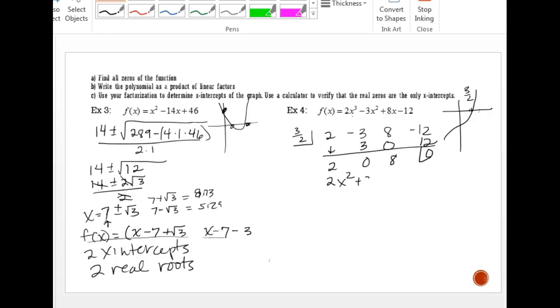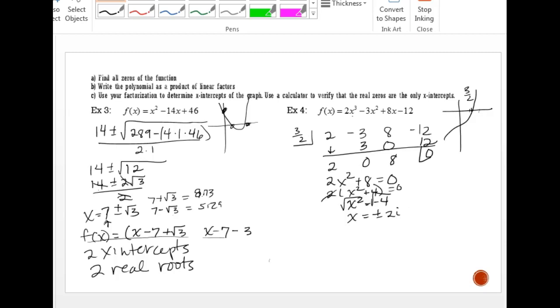Okay, so now I have 2x squared plus 8 equals 0. Well, I can factor out a 2. x squared plus 4 equals 0. So I can throw the 2 out. There's no x attached. So x squared equals negative 4. Take the square root of both sides. So x is plus or minus 2i.